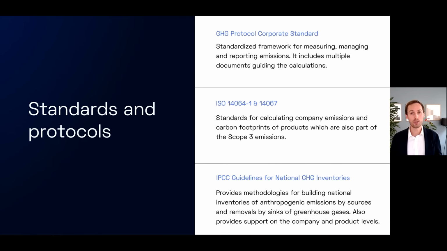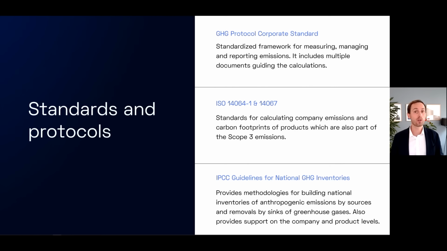In terms of standards, the GHG Protocol has the corporate standard for doing company level assessments and accounting for scope 1, 2, and 3 emissions, but also product level standards. In addition to the GHG Protocol, we have the ISO standards. ISO 14064 and 14067 are some of the examples of international standards for greenhouse gas emissions accounting, whether we're talking about company level or product level assessments.